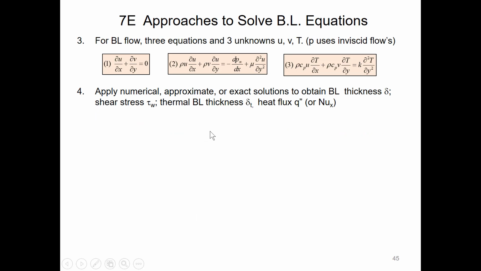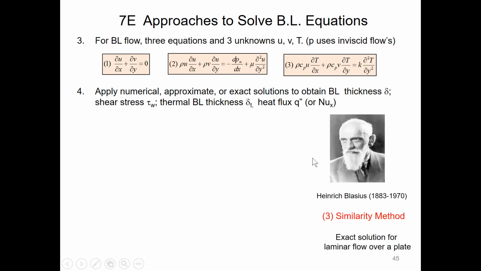The question is, do we have a unique solution from the boundary layer equations? The answer is yes. We have 3 equations and 3 unknowns: velocity u, v, and the temperature T. The problem is closed. However, by checking, it is noticed that the 3 equations are still partial differential equations. Therefore, we will turn to similarity method to get exact solution for very simple laminar flow over a simple geometry, the plate.